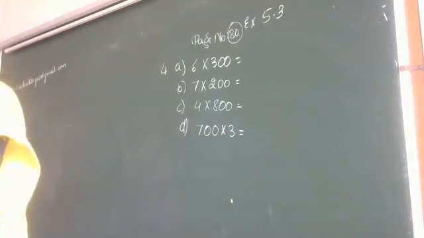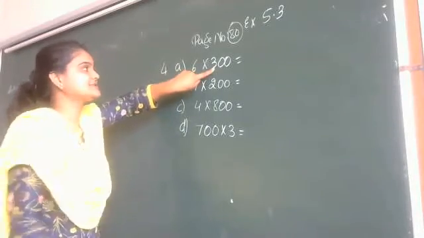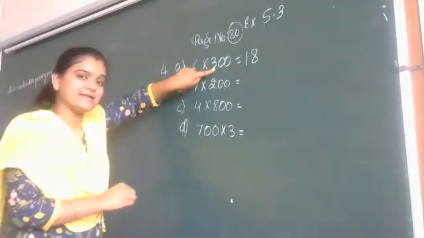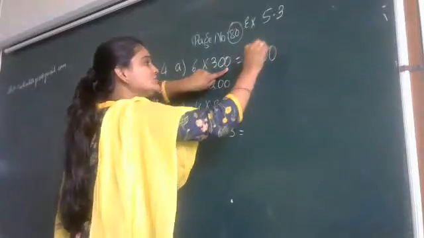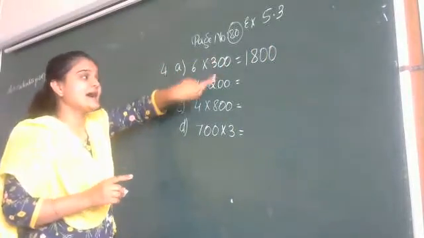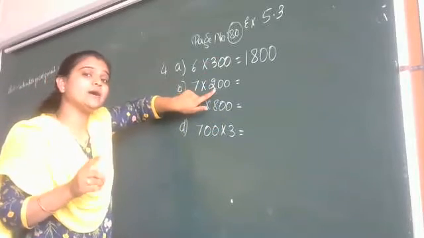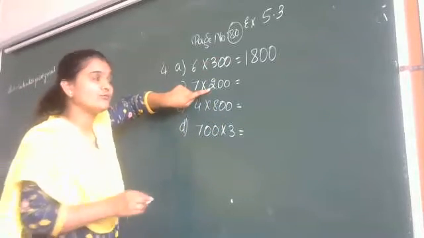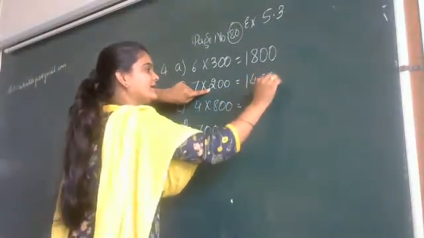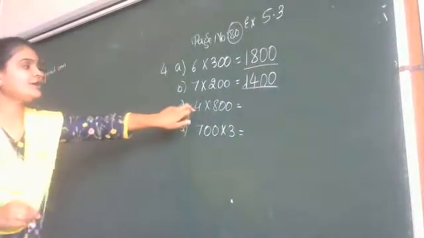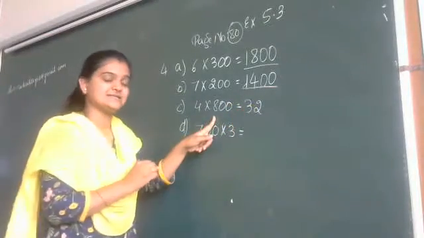Here, after multiplying the numbers apart from 0, 6 into 3, 6 threes are 18. Remaining zeros will be kept as it is. Here we will have 2 zeros since it is multiplication by hundreds. These are all hundreds. 7 into 200, how will you do it? 7 into 2, 14, and 2 zeros as it is. 4 into 800, 4 eights are 32.